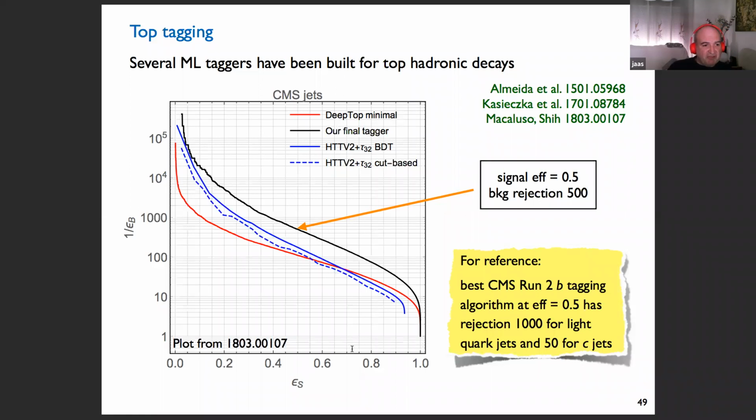And then to read this plot, the signal efficiency is usually on the x-axis, and you can see, okay, for a signal efficiency of 0.5, I go here to the line, and I get 1 over the background efficiency. 1 over the background efficiency is the background rejection. So you reject QCD jets by a factor of 500 while having an efficiency of 0.5. For reference, this is for top tagging. For B tagging, CMS has, for an efficiency of 0.5, a rejection of 1000 for light quarks and 50 for C quarks.